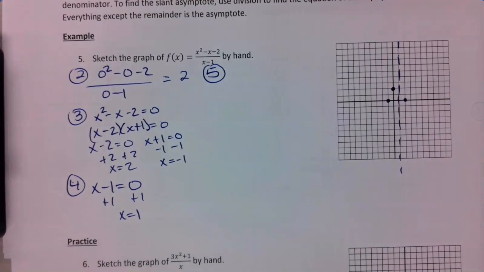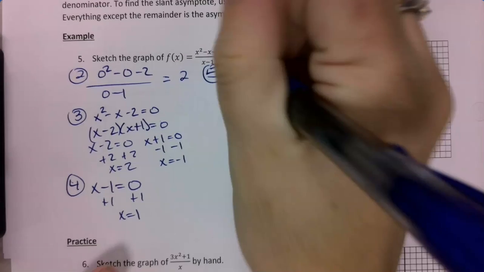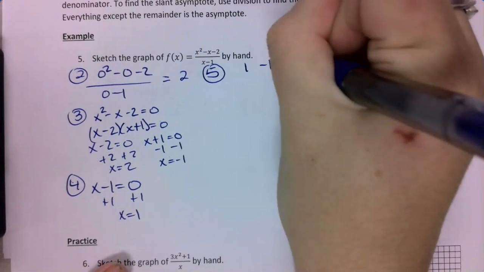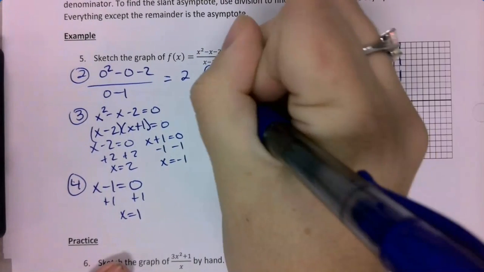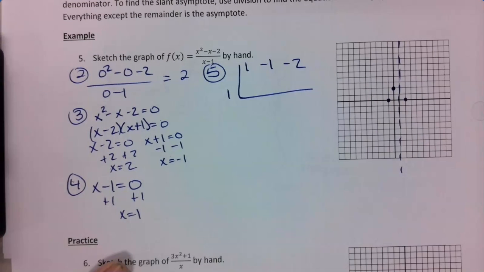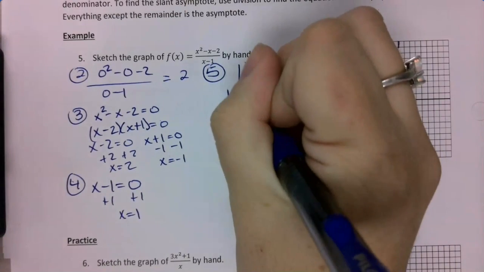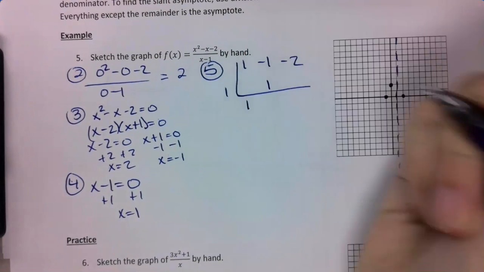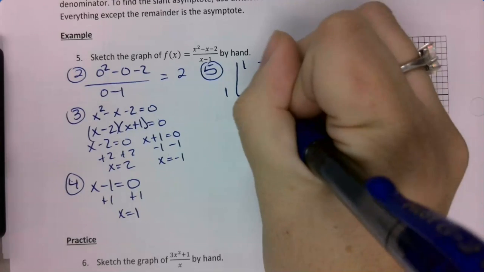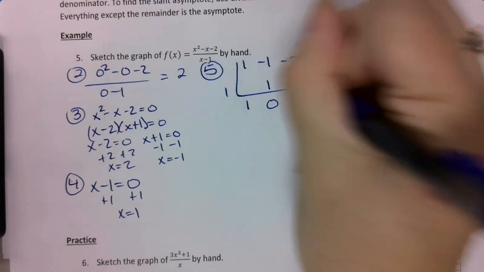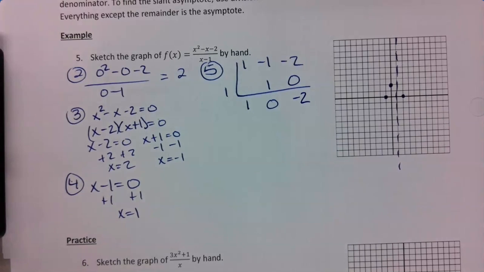Do you want me to do long division or synthetic? Okay. Questions on where I got any of my numbers for synthetic? Okay. So then I bring down that 1. 1 times 1 is 1. Negative 1 plus 1 is 0. 0 times 1 is 0. And I get negative 2.